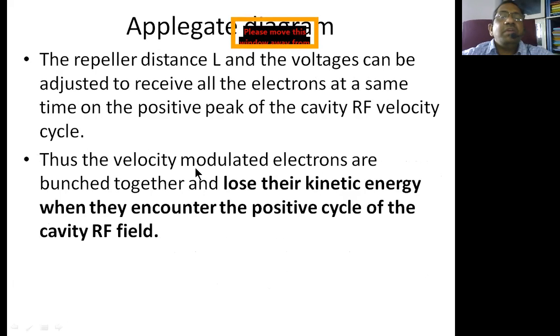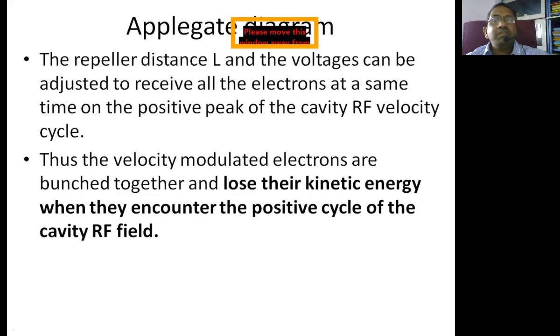Now here, based on the variations in the repeller voltage, we are going to get different waveforms at the output of the oscillator. That means if you change the repeller voltage, the modes that we get are going to change. So the mode of the signal depends on the repeller voltage.